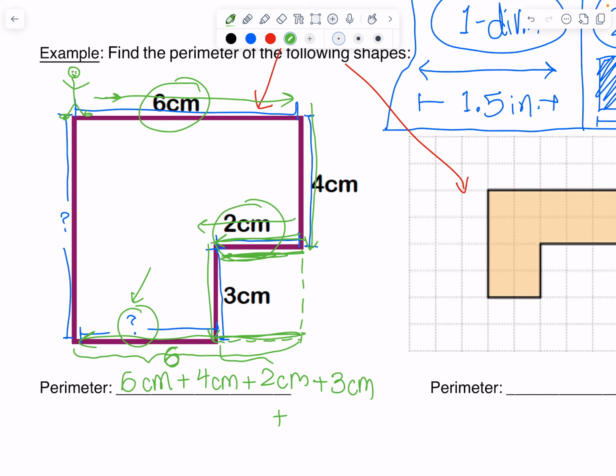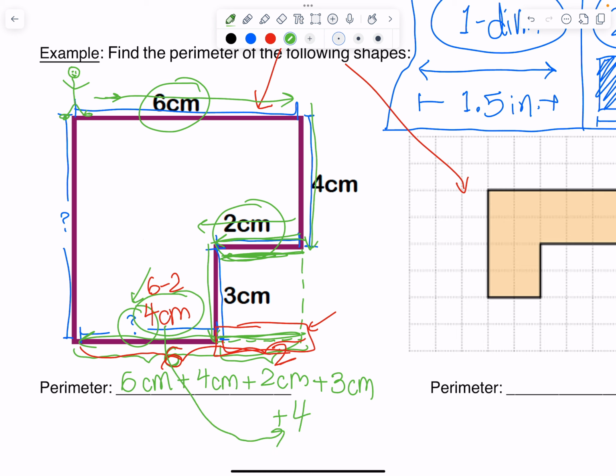So if this is 2, let me do a different color, that would make it a little simpler, maybe. This distance is 2, and the entire distance is 6. The difference between them must be what I'm looking for. This is 4 centimeters: 6 take away 2. Yeah, because the entire width of this figure that I extended with these dashed lines was 6, but take away the 2 that's not actually there. That must be what's left. So, okay, that's what I was missing. 4, I'm going to write that here. 4 centimeters is where he walks next.